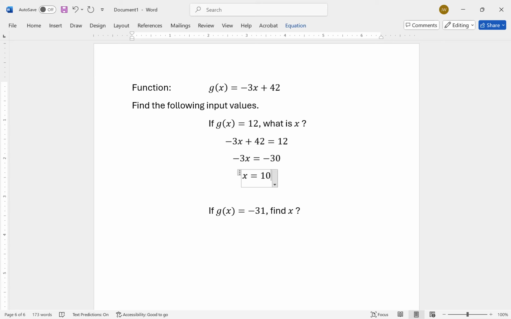So when x is equal to 10, the output will be 12. Again, notice that this is a different function, so I should have expected different inputs to give me the output of 12.